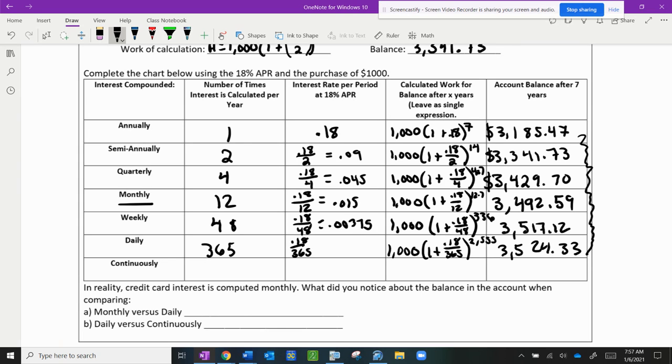So what if we said continuously? So continuously means infinitely many times. And that's when we're going to use the equation PERT. Okay, so PERT is going to be A is equal to P e to the RT. Okay, so I have 1,000 e. Now what is my rate? My rate is 0.18 and then times 7. And this is my compounded continuously.